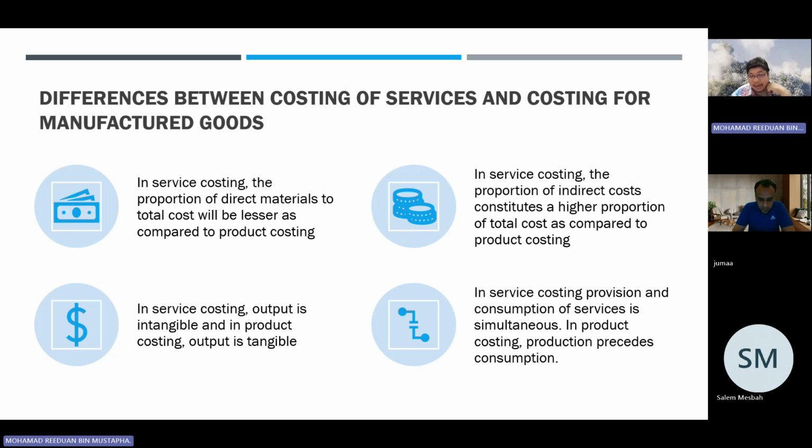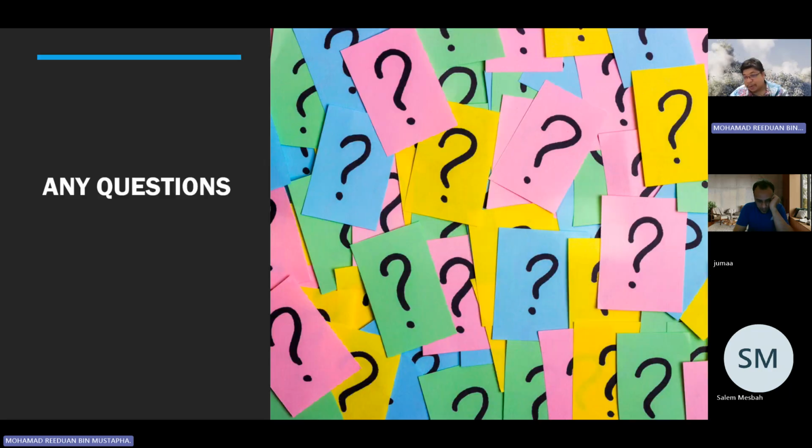In service costing, output is intangible, and in product costing, output is tangible. That is the comparison. In service costing, indirect cost constitutes a higher proportion of total cost as compared to product costing. In service costing, production and consumption of service are simultaneous. In product costing, production precedes consumption. And that's all. Any question?